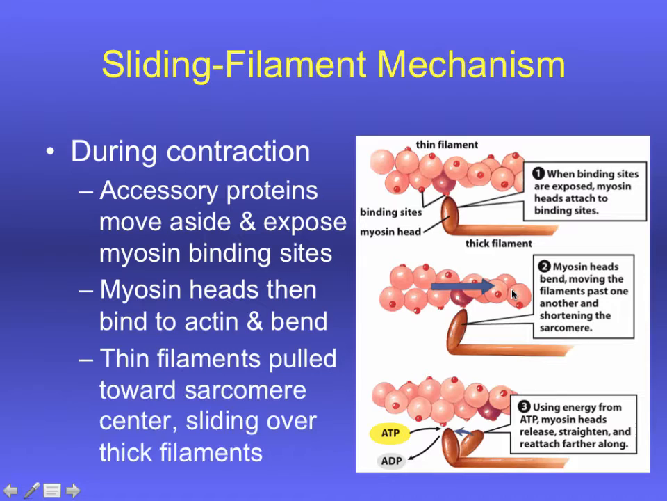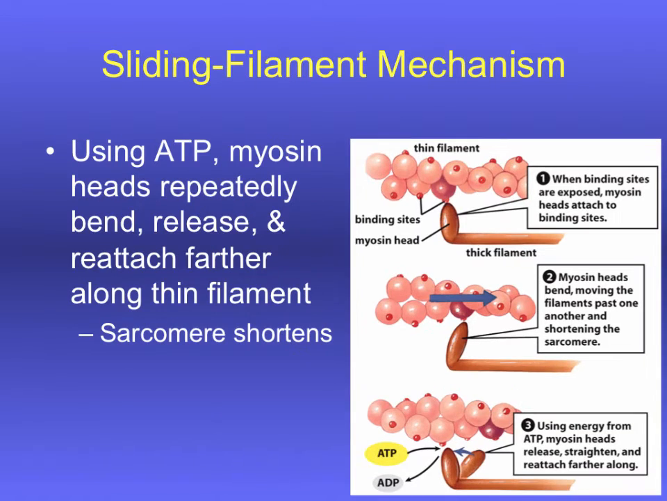The final thing that's going to happen here in this picture is that in order for the myosin head to release from the current myosin binding site on the actin protein, there's going to have to be an expenditure of ATP. And we see ATP being spent right here to allow the myosin head to release, straighten out, and then bend forward and grab onto the next myosin binding site on the next actin protein. So that's where ATP comes in.